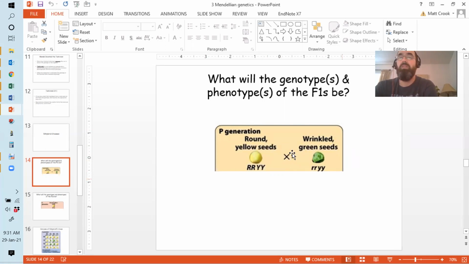And we're going to be generating, here we go. What are the F1s going to look like? Are they going to look like these? They're going to look like these. What phenotypes will our F1s have? I've already told you they're going to be heterozygotes. The yellow round. Yeah, exactly. They're going to show the dominant traits of the dominant parent, right?